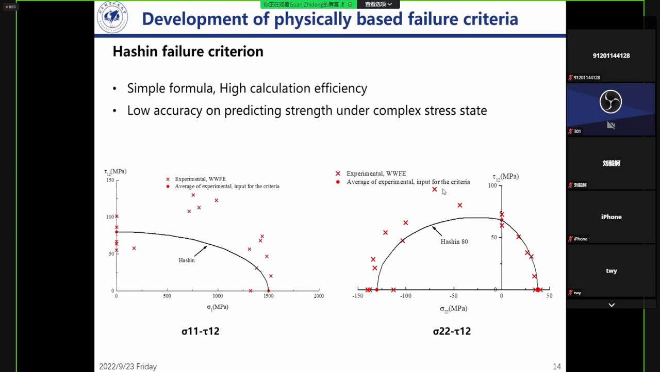However, as the research progresses, it is found that the prediction accuracy of the Hashin failure criterion is poor in some stress states. For example, a large amount of experimental data show that the fiber tension failure is basically independent of longitudinal shear stress. For transverse compression failure, the failure strength prediction for some stress states is on the conservative side.